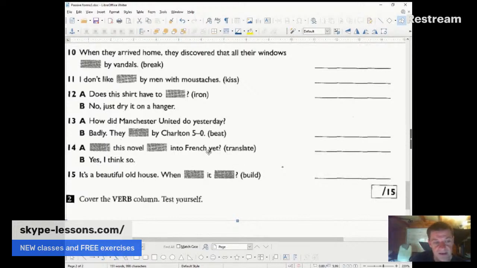We've got a signal word in number 14. We've got yet again. Now, remember, yet, already, just, ever, never, for, since, today, this week, this month. So has this novel been translated into French yet? We need three words because have done goes to have been done. Okay, and last one, number 15, it's a beautiful old house. Now here we're saying when, so we know it's going to be past simple, not present perfect. When was it built? Yeah, and we need the verb to be and the past participle again.